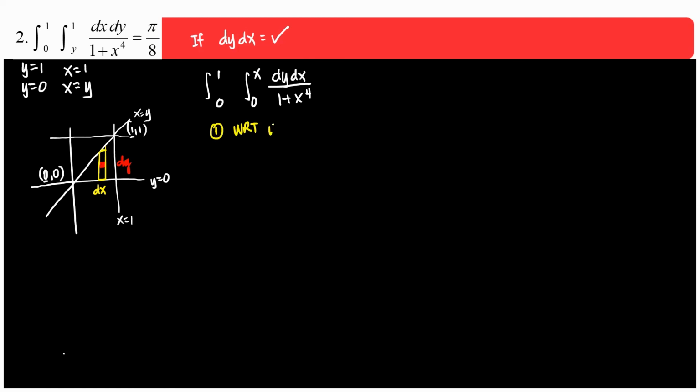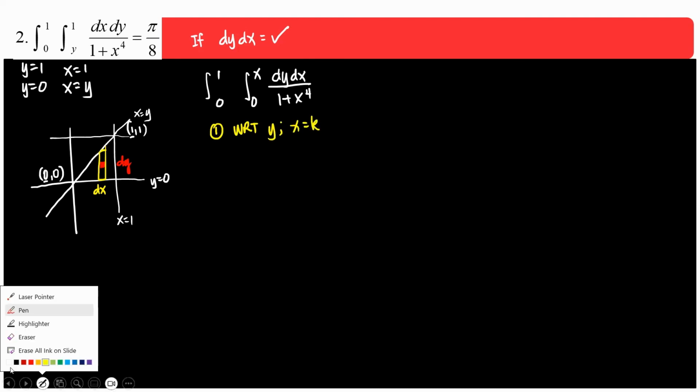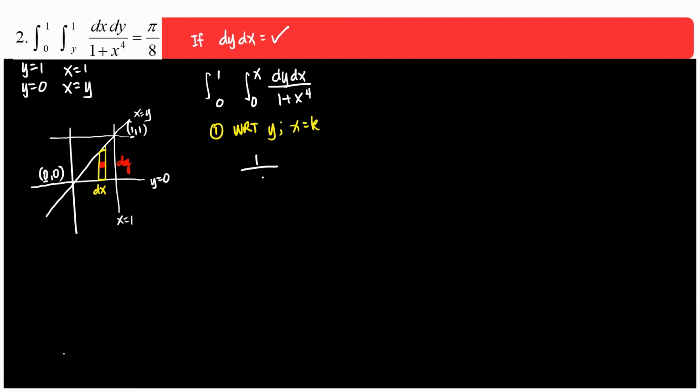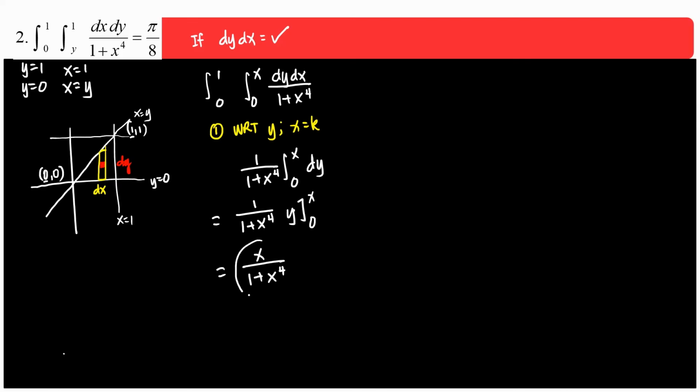Now, let's integrate. It's with respect to y, meaning x is constant. So that means everything underneath can be brought outside. So this one is simply that problem. It's quite easy. So 1 plus x to the 4, it's y from 0 to x. So this one is simply x over 1 plus x to the 4. This is the answer for the first problem.